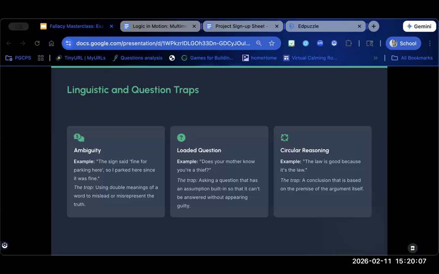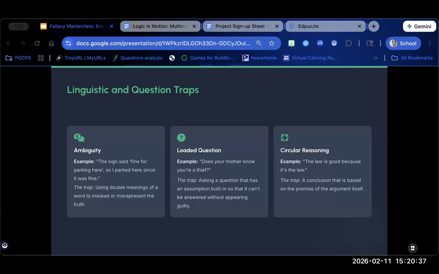Additionally, we have loaded questions. Here's the trap here. When a person asks you a question that has an assumption built in, where no matter how you answer it, it just makes you seem guilty. So for instance, let's say that you're having a debate with someone and someone says, does your mother know you're a thief? And clearly you know that you're not a thief, but now you're having to defend not being a thief. So that's what makes it loaded.